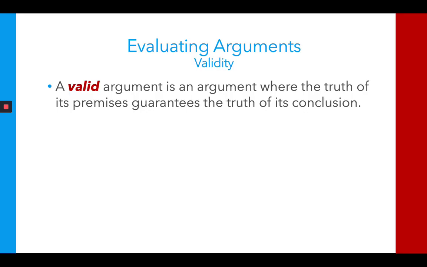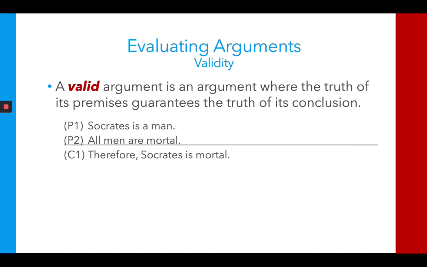We learned last time that a valid argument is an argument where the truth of its premises guarantees the truth of its conclusion. So an argument, you'll remember, is just reasons given in favor of some conclusion. We often put those arguments in standard form. A valid argument is one that has the right kind of structure, where the truth of the premises guarantees the truth of the conclusion. Here's a classic example of a valid argument.